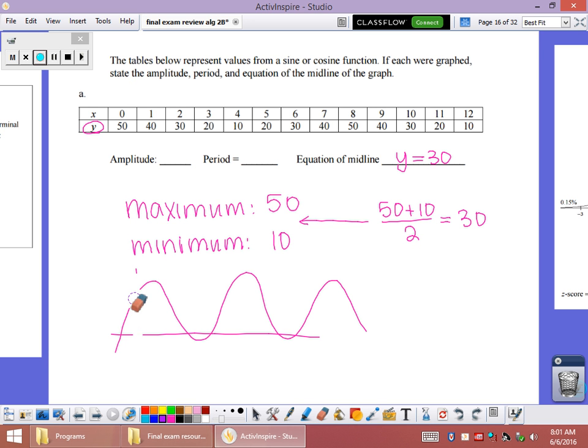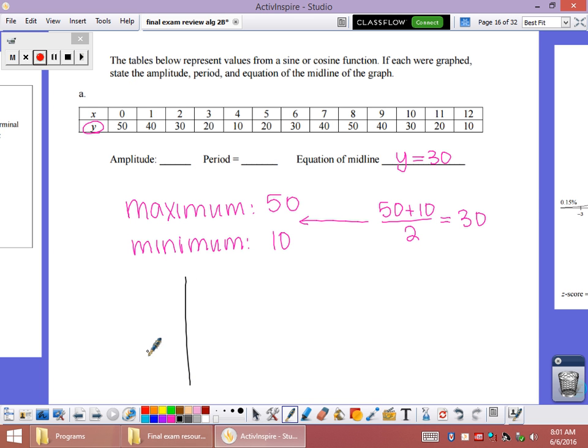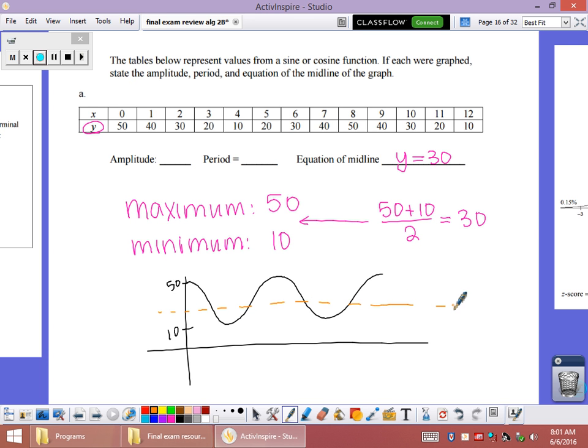Let me draw this a little bit more to scale. We write it as an equation of a line because that's an imaginary line about which the graph oscillates. So I have 10, I have 50. My function starts here and comes down and up and down and up. And so what I just identified was this midline. It's this imaginary line in here, and that equation of the line is y equals 30. Okay, so that comes from being exactly in between the maximum and the minimum.